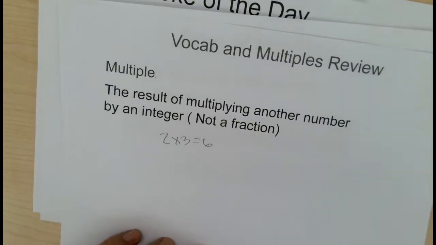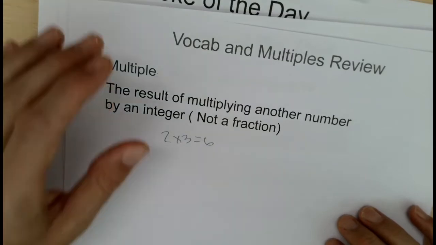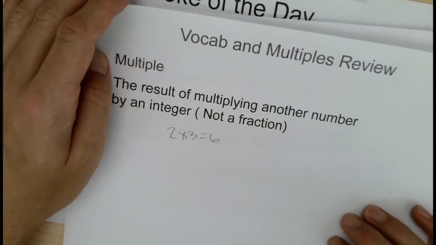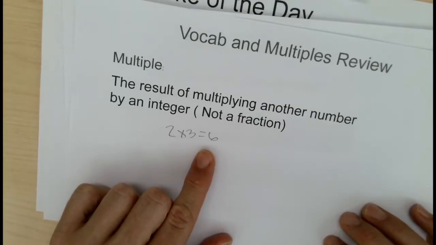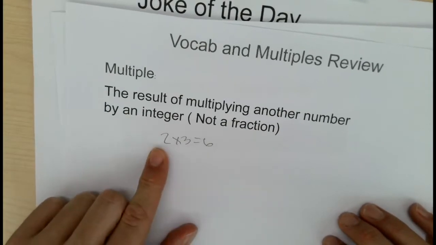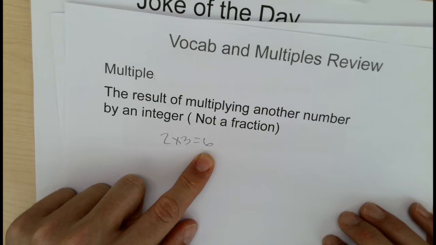So, before we start, we got to look at some vocabulary. Multiple is our learning goal today, so the result of multiplying another number by an integer. So the result, the product, would be considered a multiple here. So these are considered, remember, our factors, and this would be our multiple here. So today we're going to look for the least common multiple of two numbers.